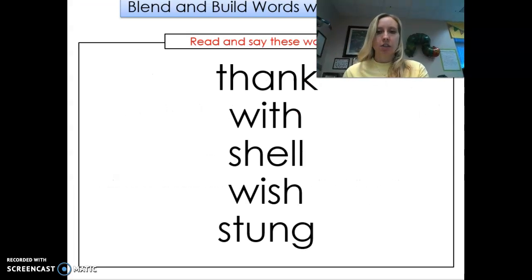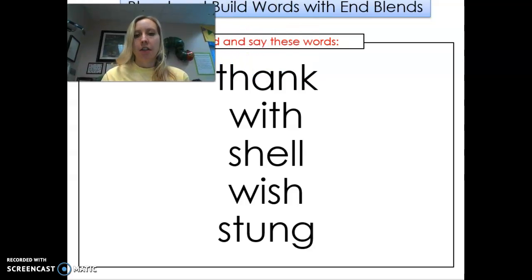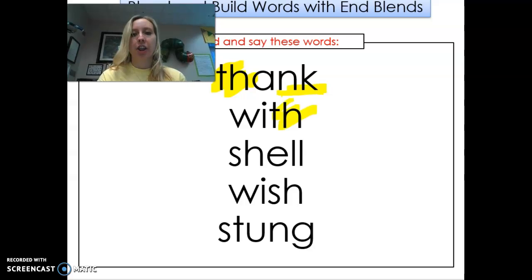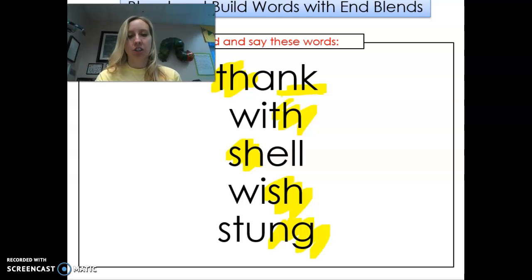Okay, so these are words that have end blends. So we have nk, not just end blends, but also digraphs. A lot of digraphs, I think, are the focus here. So we have sh, sh, and the last 2 are actually blends. We have sh, we have ng, which is a digraph, and then we have st, which is a blend. St, 2 sounds. Okay, so I'm going to give you 3 seconds to read these, okay?